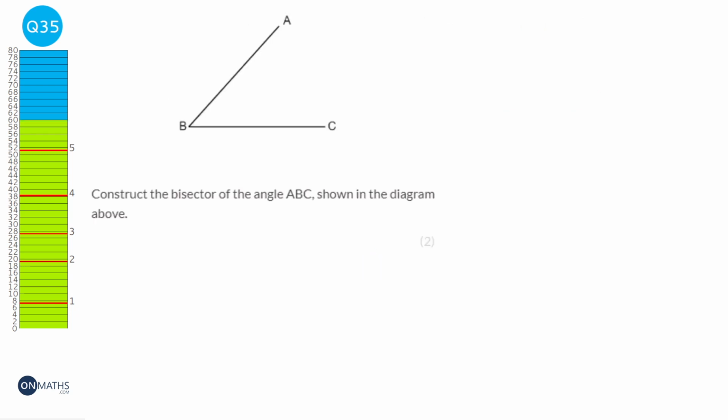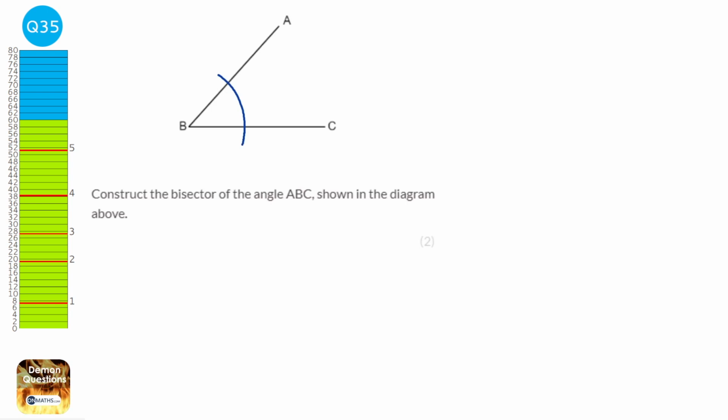There's a very specific way to draw an angle bisector, and you start off with a pair of compasses and put the point on B, and then draw an arc from B. It doesn't matter what the distance is, as long as it's roughly maybe halfway between A and B.